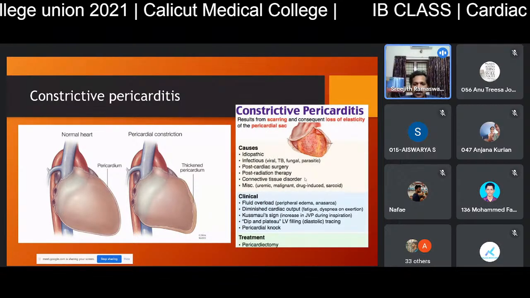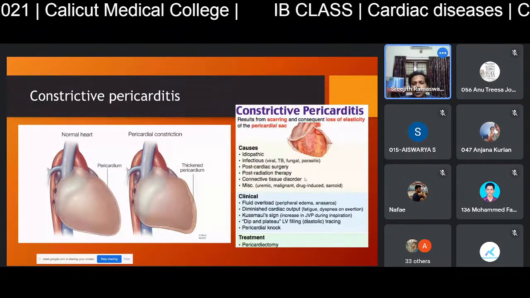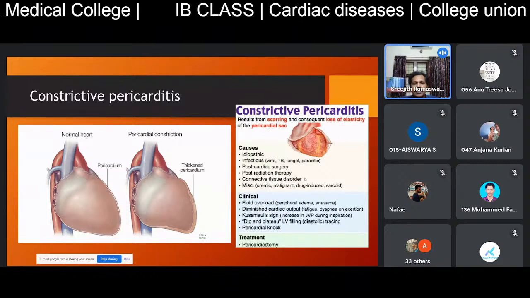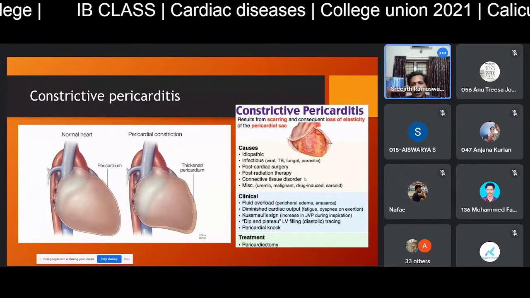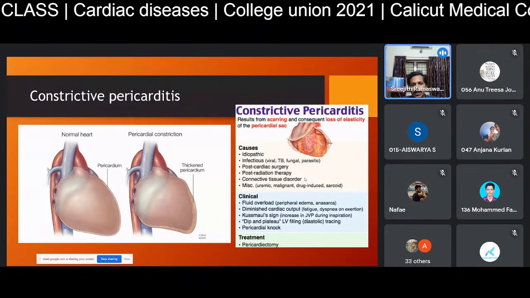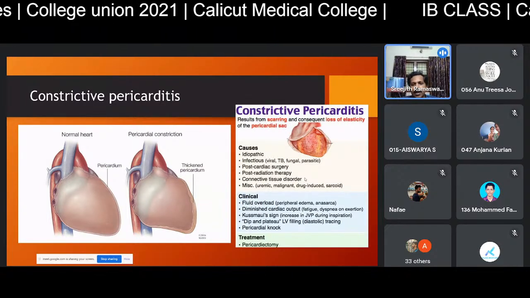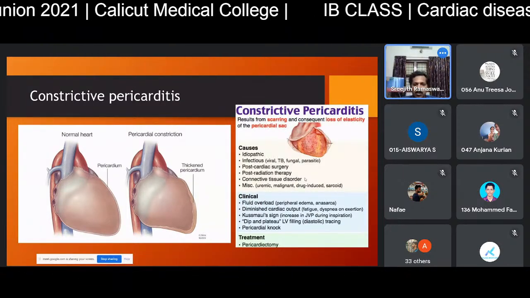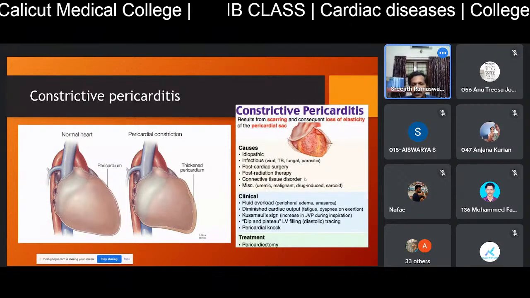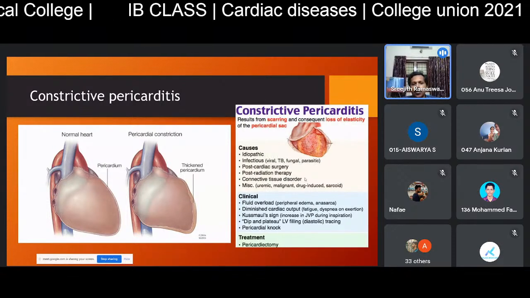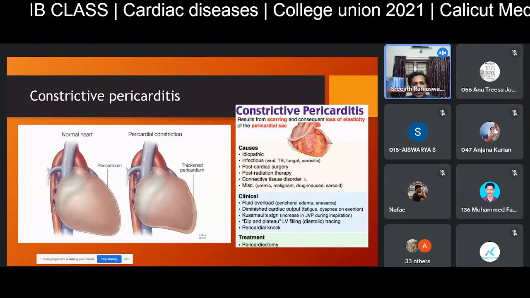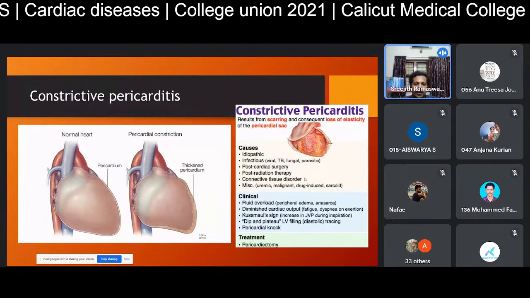You might have studied Kussmaul's breathing. Here it is the Kussmaul sign. Kussmaul sign indicates an increase in JVP during inspiration. Normally, JVP will fall during inspiration. Here there is a paradoxical rise in JVP during inspiration, which is called the Kussmaul sign. On auscultation, you may hear a peculiar sound called the pericardial knock. So these are the findings in favor of constrictive pericarditis.